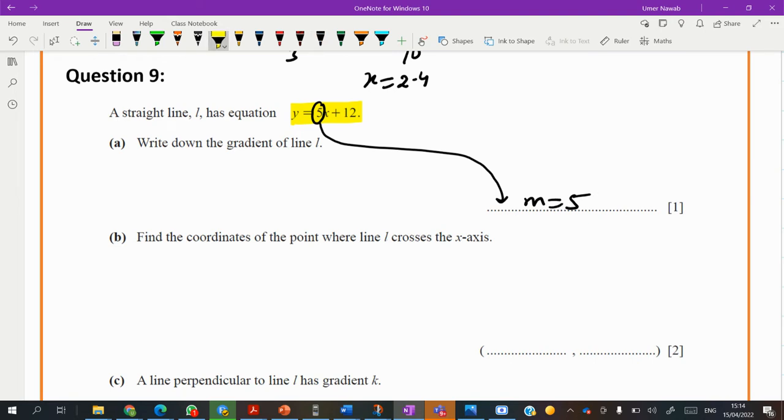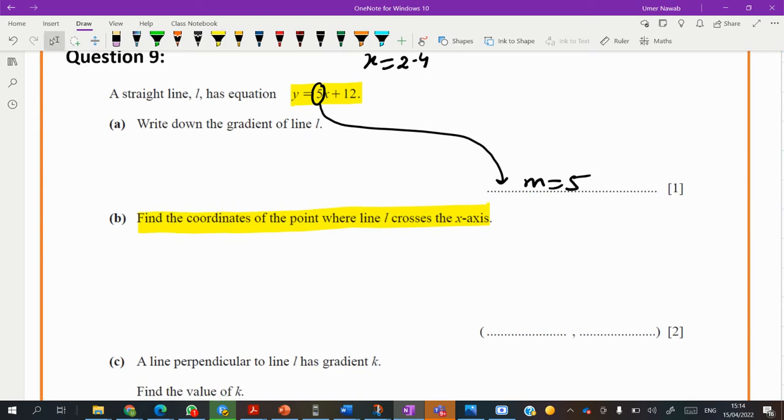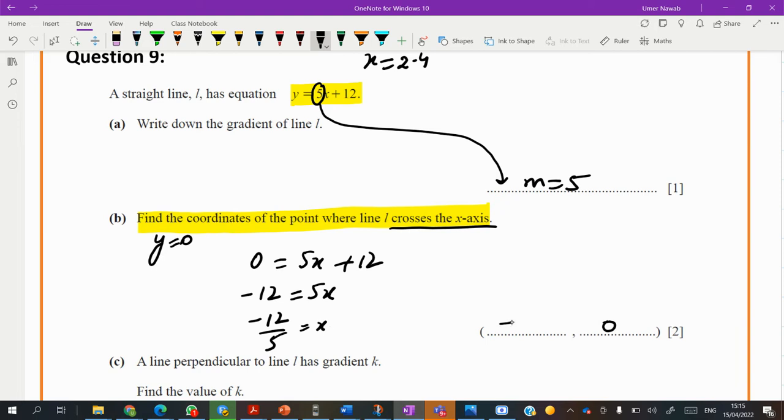Now he says that this line crosses the x-axis. Guys, when any line crosses the x-axis, the y-coordinate is always 0. So what I'm going to do now, in the equation, I put y equal to 0 because he said the line is crossing the x-axis. So if it is crossing the x-axis, you need to put the y-coordinate 0 into the equation. So 0 is equal to 5x plus 12. Solve it. Minus 12 is equal to 5x, and minus 12 over 5 is equal to x. That is the point of intersection of the line with the x-axis.